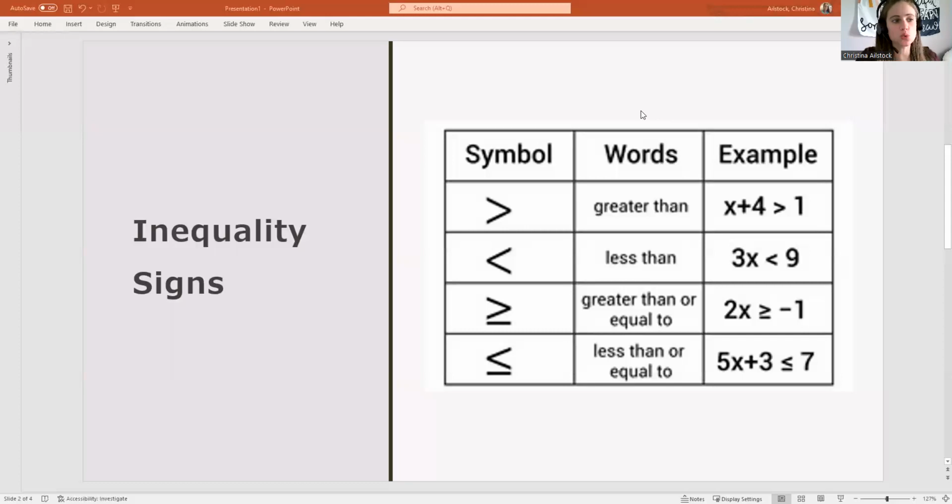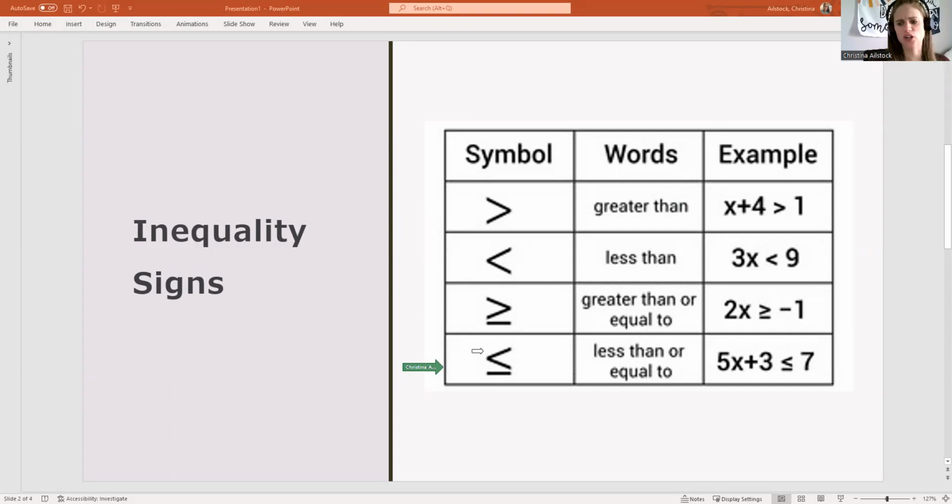First off, let's review what an inequality is. So remember, inequality uses our four inequality symbols. So we could have greater than, and your equation could look something like this. X plus 4 is greater than 1. We have less than, we have greater than or equal to, and lastly, less than or equal to. Those are our four different inequality signs.